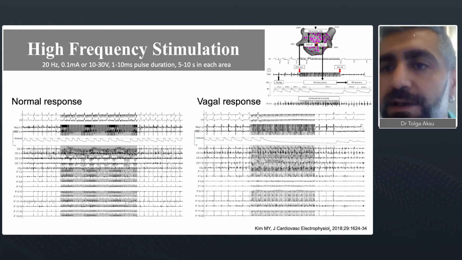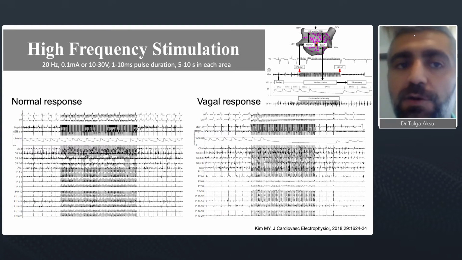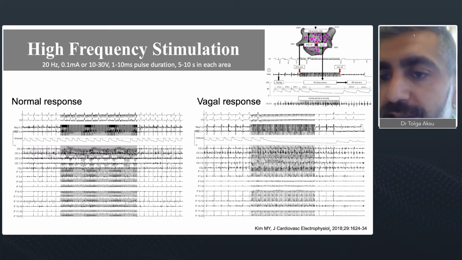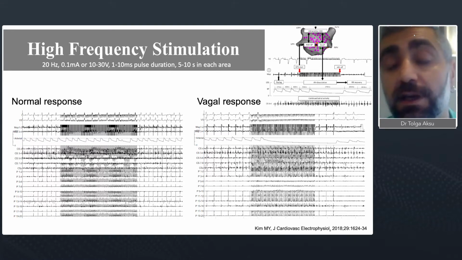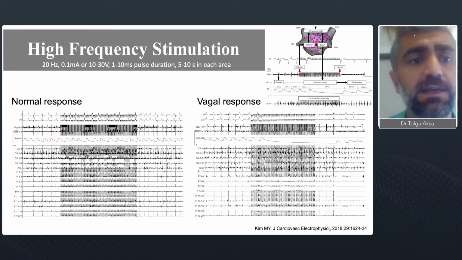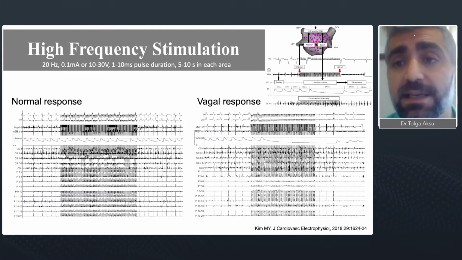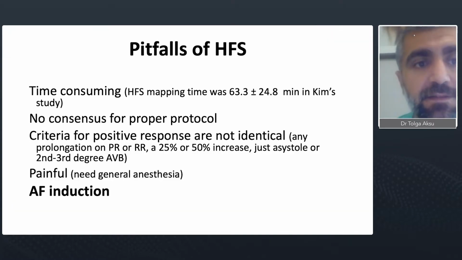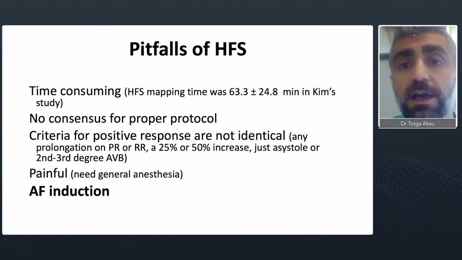For example, if you are at a ganglionated plexus site, your HFS application will cause vagal discharge. So you will see such a ventricular pause during atrial fibrillation or during sinus rhythm. But if you don't see any AV block or any sinus bradycardia, you can say that this area is a normal atrial myocyte site. But there are a lot of pitfalls of HFS application; it is a time-consuming method.